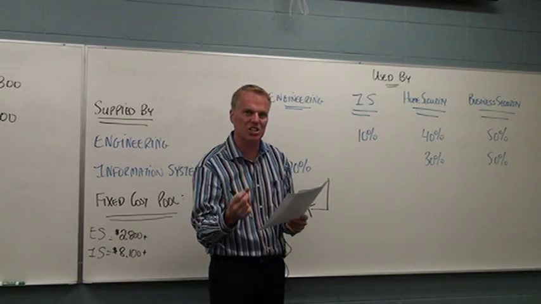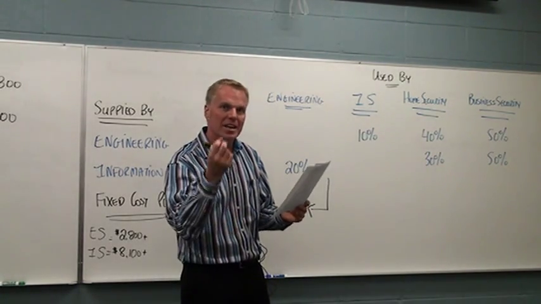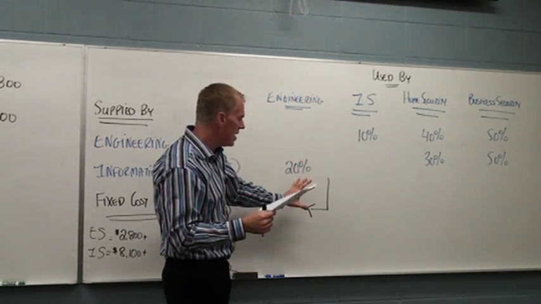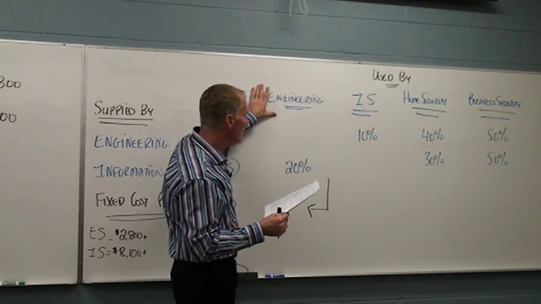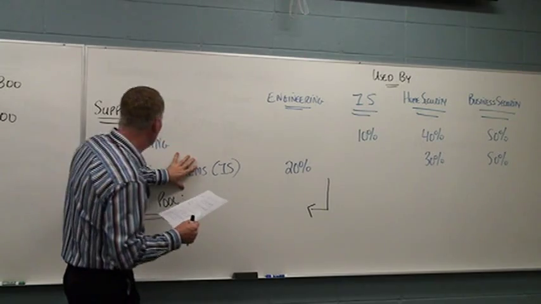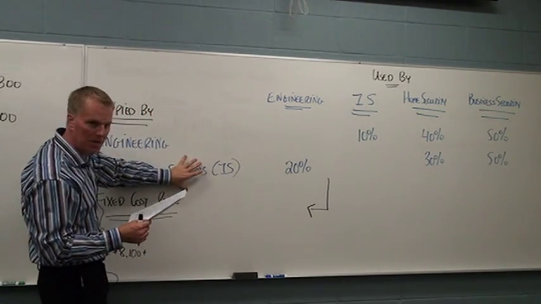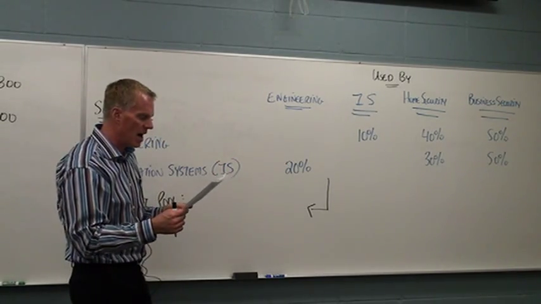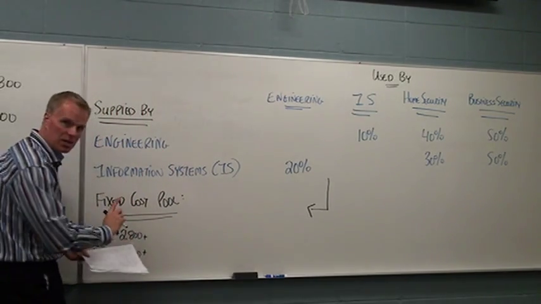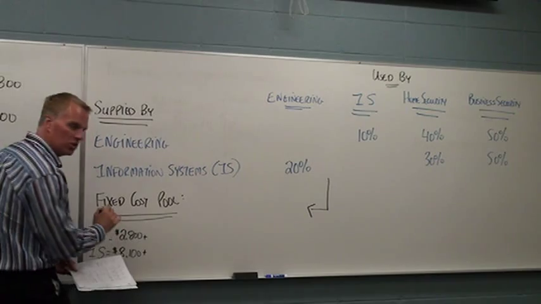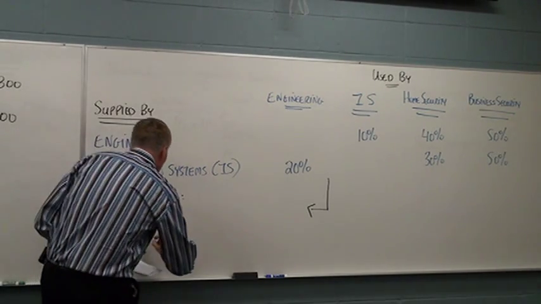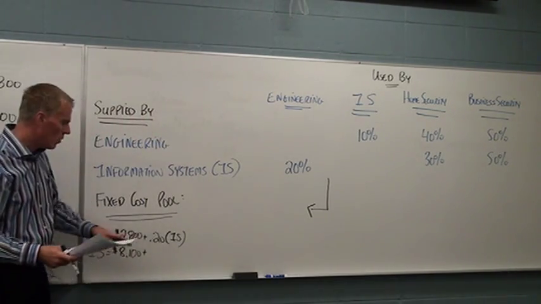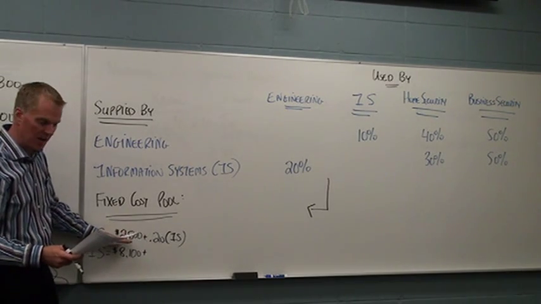And that's where the challenge is in this question for the most part, is understanding that interpretation. So again, start at the top, work your way down, read to the left. Engineering uses 20% of information systems. And this was supplied by engineering and information systems. So engineering uses 20% of the IS. So when we go to our fixed cost pool over here, we're going to take our original equation, and then we're going to add 20%, 0.2 of the IS department. And that's how we're going to complete that first equation there.